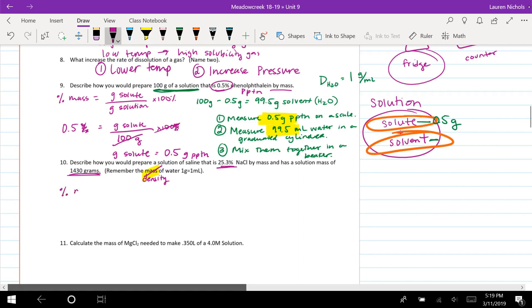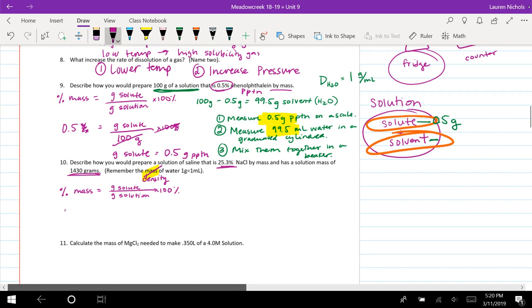So if my percent mass is equal to grams of solute divided by grams of solution times 100. Now notice I'm rewriting the formula even though I just did it on my previous question. This is because I know A, I'm supposed to show all my work on math problems, and B, if I don't write down the formula, I could make a mistake. I could plug a number in the wrong spot by accident, even if I knew what I was doing.